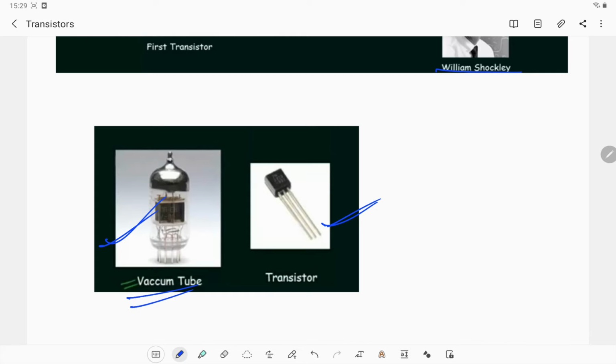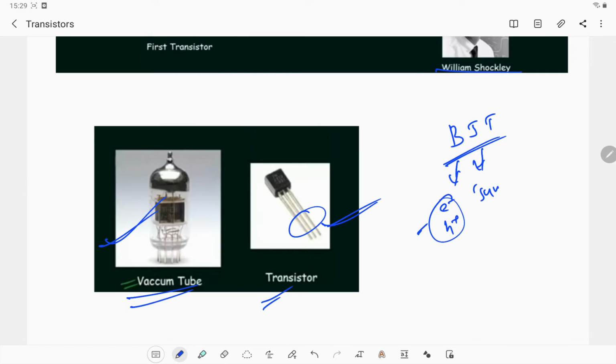This means that in place of these large sized vacuum tubes, we are now using small sized transistors. In this transistor there are three terminals. Here are the three terminals. This is nothing but BJT, bipolar junction transistor. Bipolar means here electrons and holes are the majority charge carriers, that is, conduction carriers are electrons and holes.